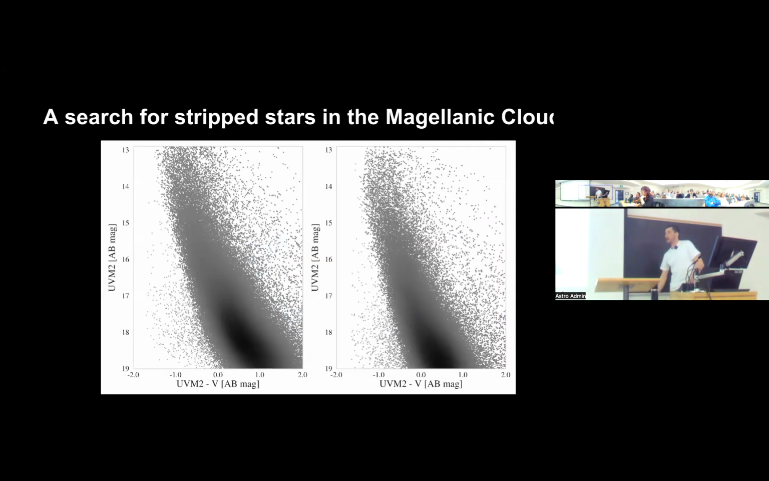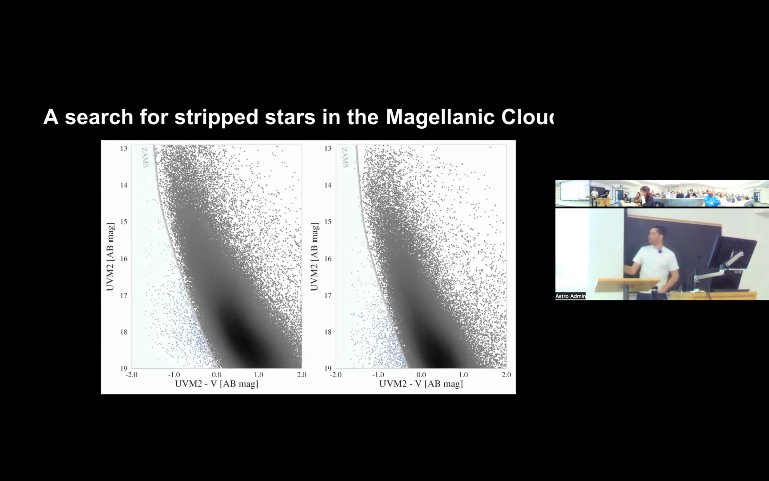So Maria, Ilya, and Bethany Ludwig started a search for stripped stars in the Magellanic Clouds. To do this, they used UV optical photometry. These are CMDs in both clouds. The reason why you want to use UV photometry is that the SEDs of stripped stars peak further into the UV than main sequence stars. And so if you see something which is bluewards of the main sequence, this is potentially a stripped star.